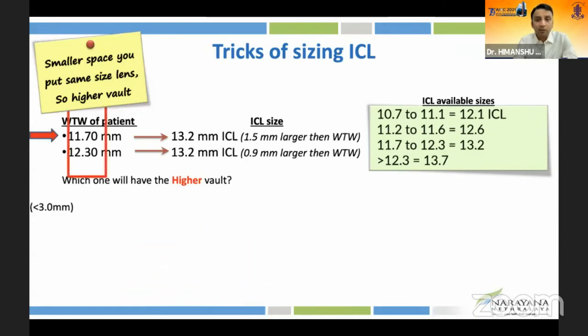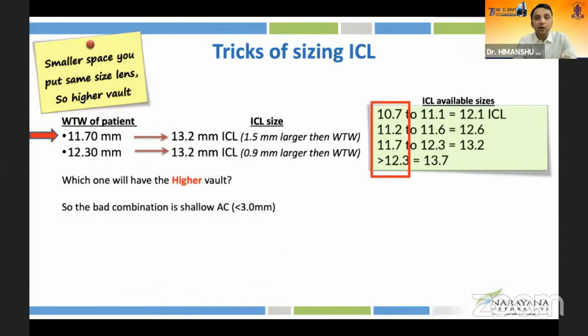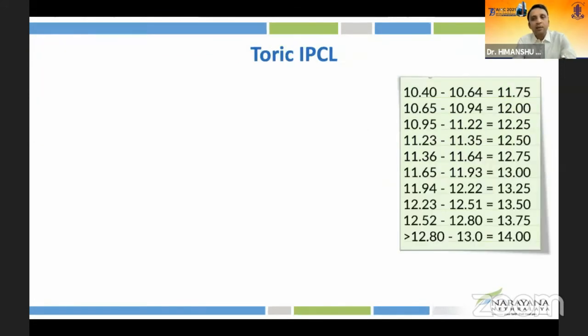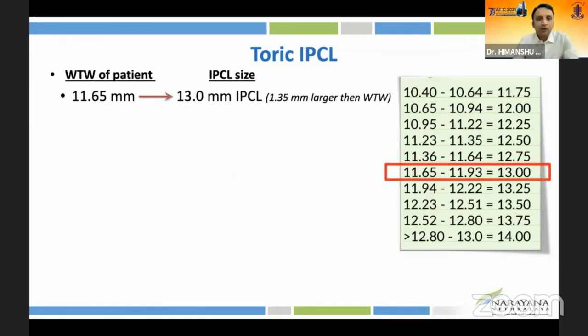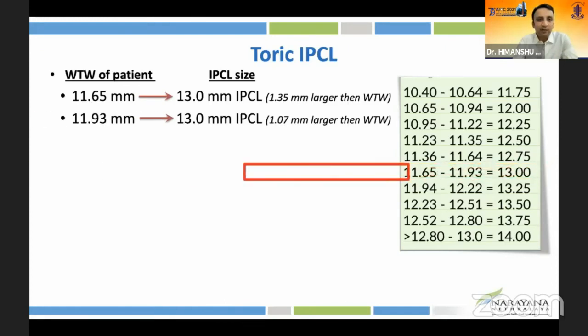Now, the problem is when you have low AC depth and your range is coming in the first part, that's where you can have a higher risk in the post-op outcome. So please be aware that when you're dealing with such cases, you may want to have decent AC depth. Coming to the calculation for the toric, here I'm taking the example of IPCL. Now, what if we have 11.65? The calculator will tell you 13 millimeter and 11.